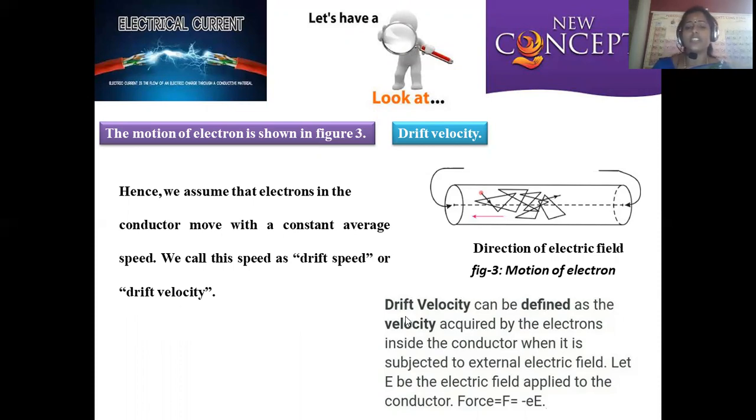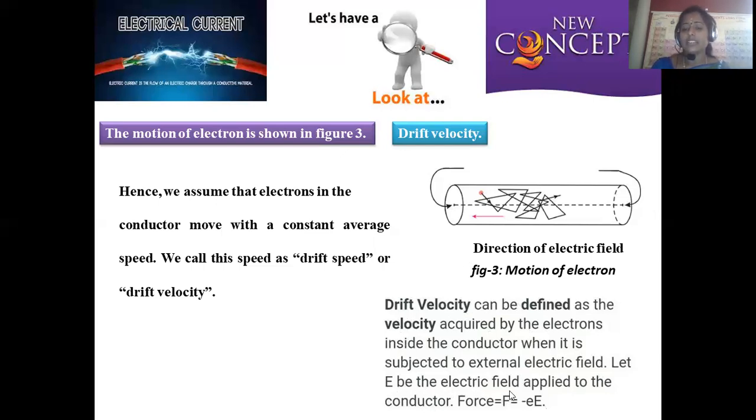Now let us give the perfect definition for this drift velocity. Drift velocity can be defined as the velocity or speed which acquired by the electrons inside the conductor when it is subjected to the external electric field. Under the influence of external electric field, how the electrons are moving inside with the constant velocity under the influence of electric field is denoted as a drift velocity.